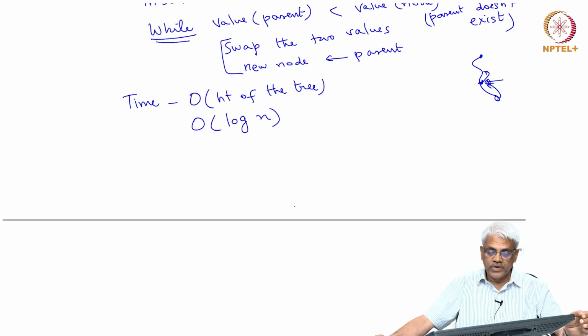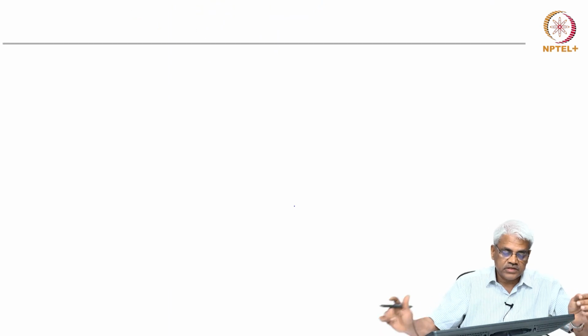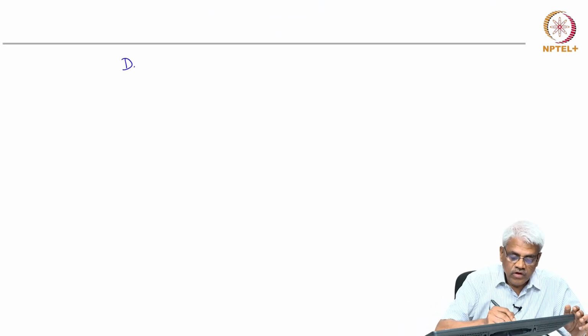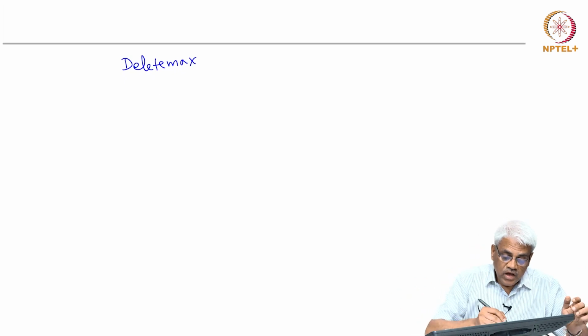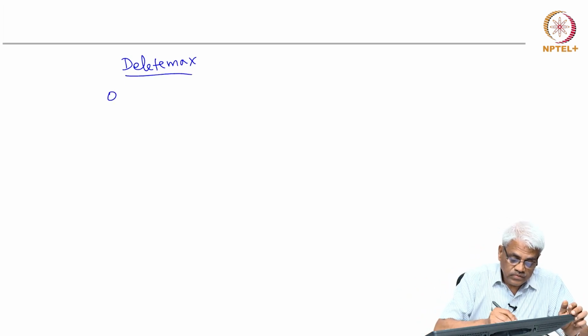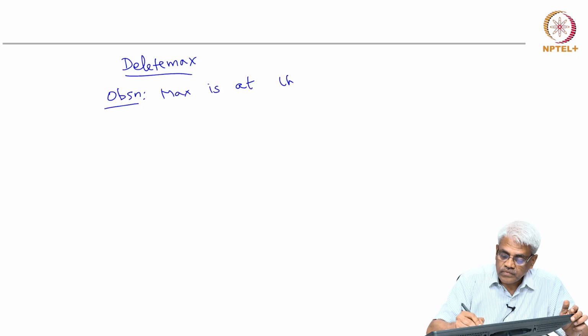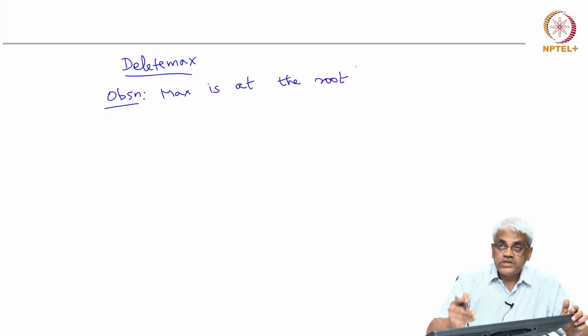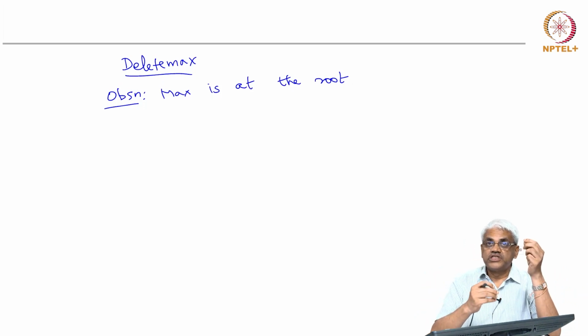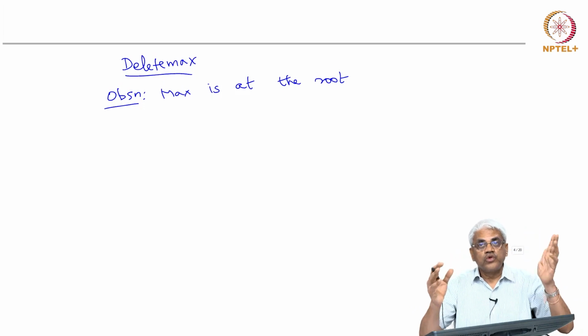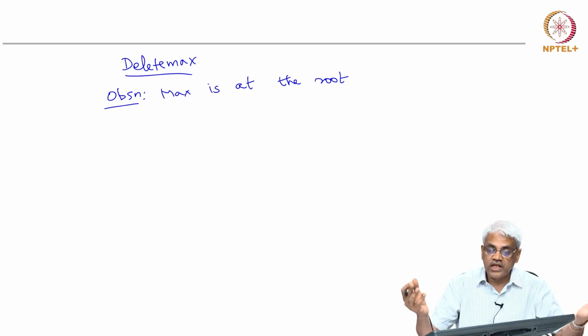Now, let us look at the other operation we have to perform, delete max. It does not tell you anything else, it just says give me the largest element. Thankfully, the observation is that max is at the root, because we ensured this order, that parent is greater than or equal to its children for every node. So, the root has to be the maximum. So, it's there and I need to delete it.